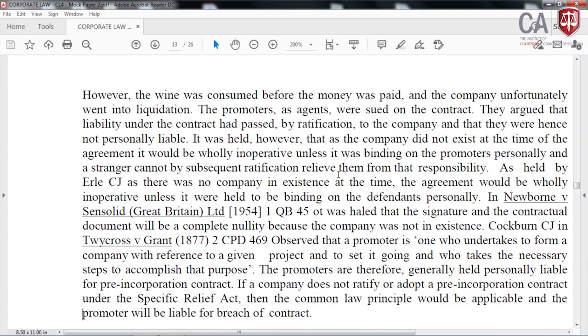The promoters as agents were sued on the contract. They argued that the liability under the contract had passed by ratification to the company and that they were hence not personally liable. It was held, however, that as the company did not exist at the time of the agreement, it would be wholly inoperative unless it was binding on the promoters personally, and a stranger cannot by subsequent ratification relieve them from that responsibility. As held by Earle C.J., as there was no company in existence at the time, the agreement would be wholly inoperative unless it were held to be binding on the defendants personally.